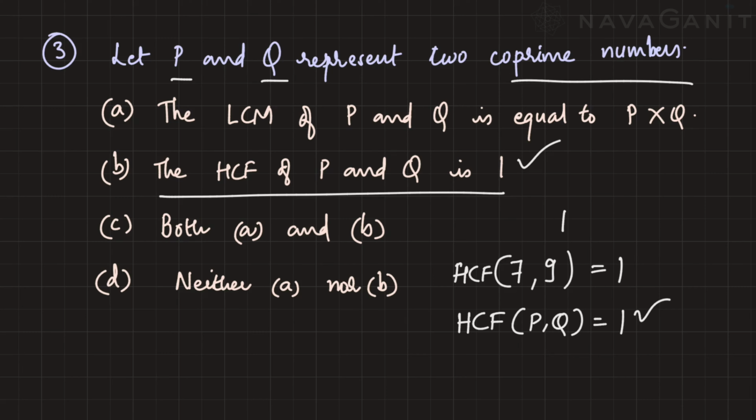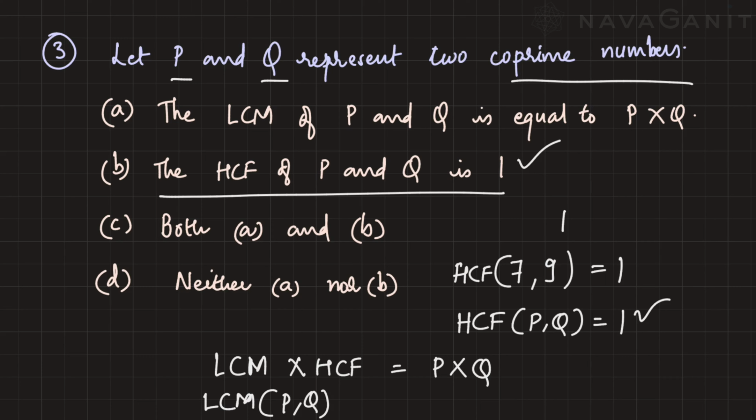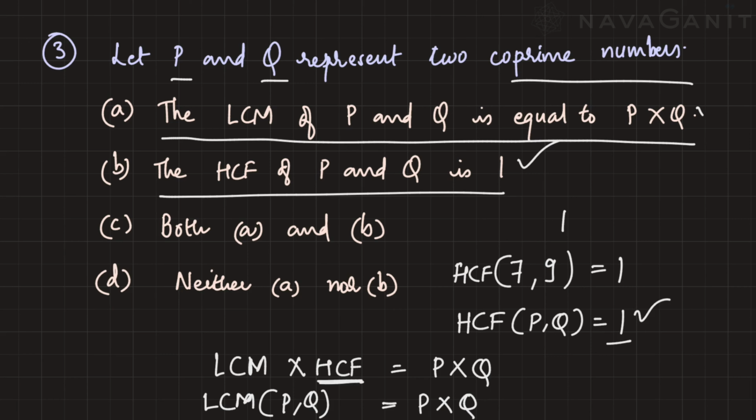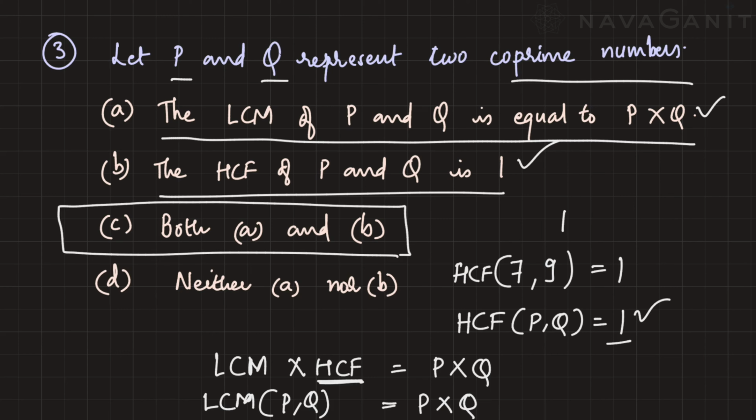Now what do we know? We know that LCM multiplied by HCF is nothing but the product of the numbers. So in this case, P multiplied by Q. And so LCM of P and Q multiplied by HCF of P and Q, which is nothing but 1, is nothing but P multiplied by Q. So option A, which says that the LCM of P and Q is equal to P multiplied by Q, is also correct. So our final answer would be C, that is both option A and option B.